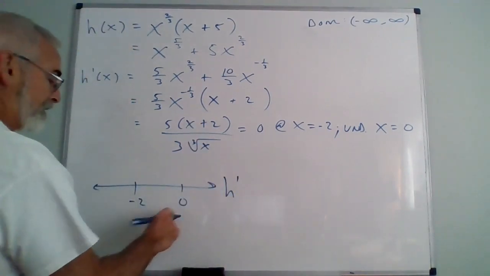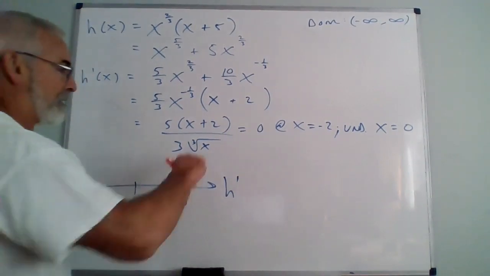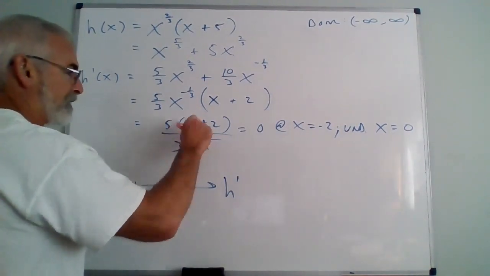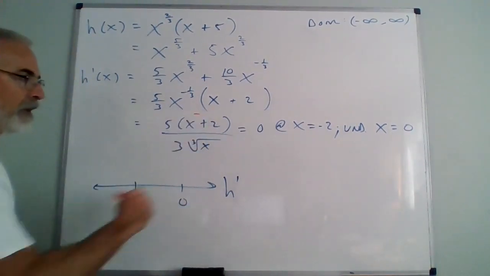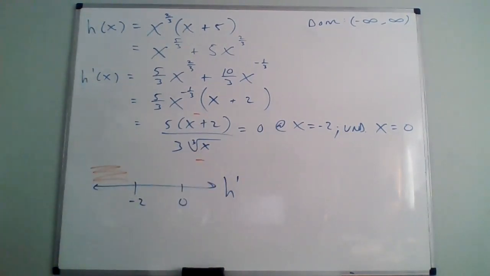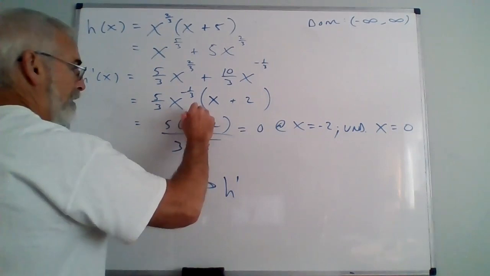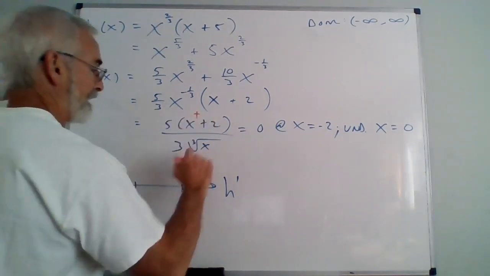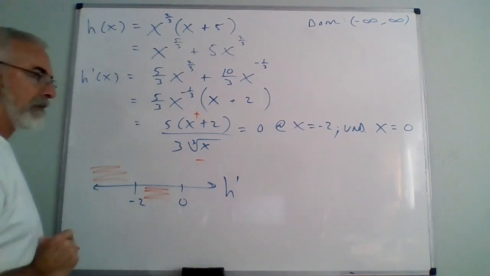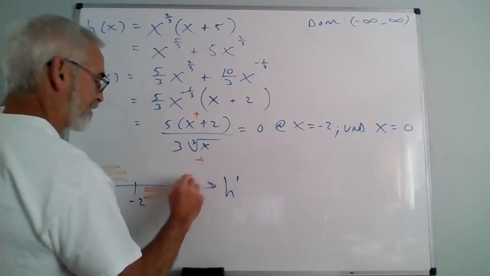So if I take numbers to the left of negative 2, like negative bazillion, well, 5 times negative bazillion plus 2, that's definitely negative. The cube root of negative bazillion, that's negative. So I'm up here. All right. Now, let's pick a number between negative 2 and 0. Okay, how about negative 1? Negative 1 plus 2, that's positive. The cube root of negative 1, that's negative. Now, let's pick a number bigger than 0. Basically, any positive number, I'd be positive over positive.